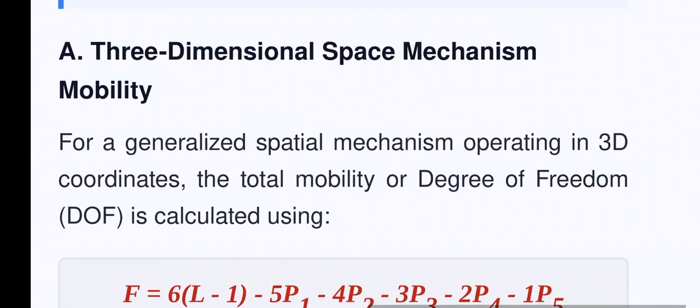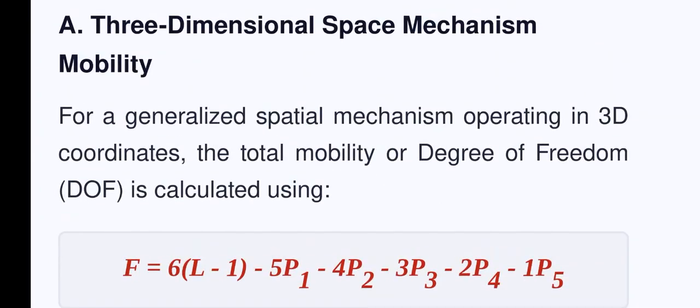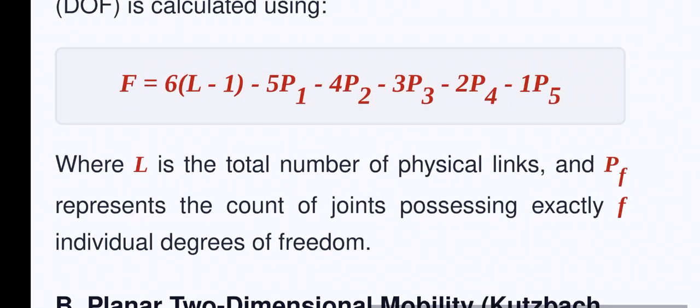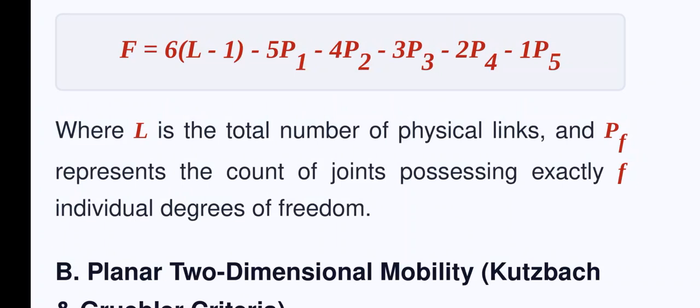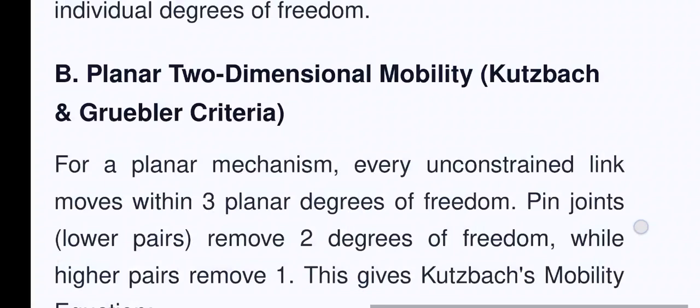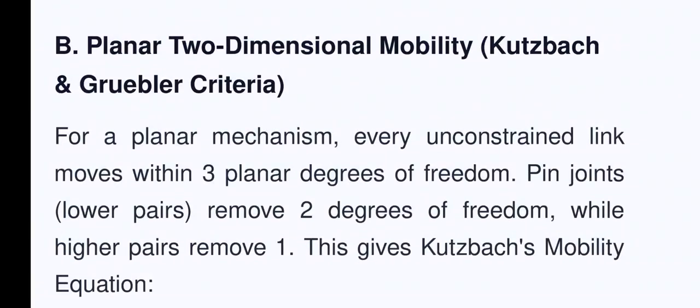Three-dimensional space mechanism mobility: for a generalized spatial mechanism operating in 3D coordinates, the total mobility or degree of freedom is calculated using F = 6(L − 1) − 5P1 − 4P2 − 3P3 − 2P4 − 1P5, where L is the total number of physical links and P1 represents the count of joints possessing exactly an individual degree of freedom. Planar two-dimensional mobility based on Grubler's criterion. For a planar mechanism, every unconstrained link moves within 3 planar degrees of freedom.